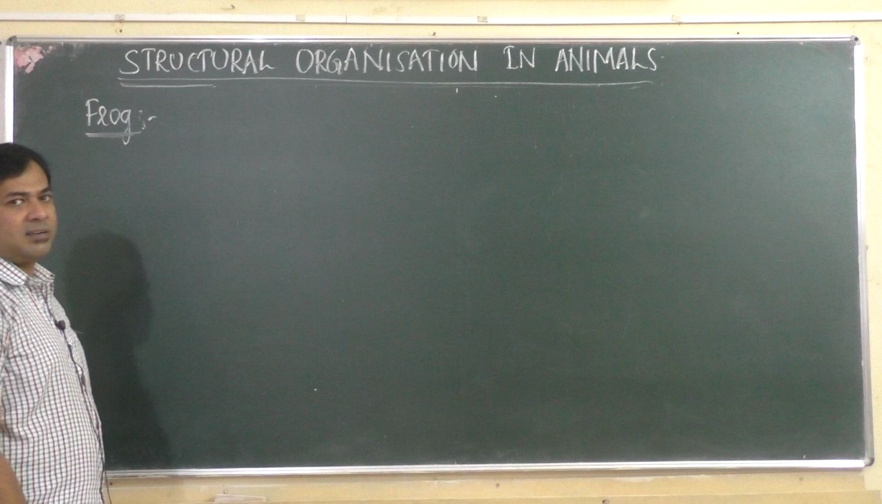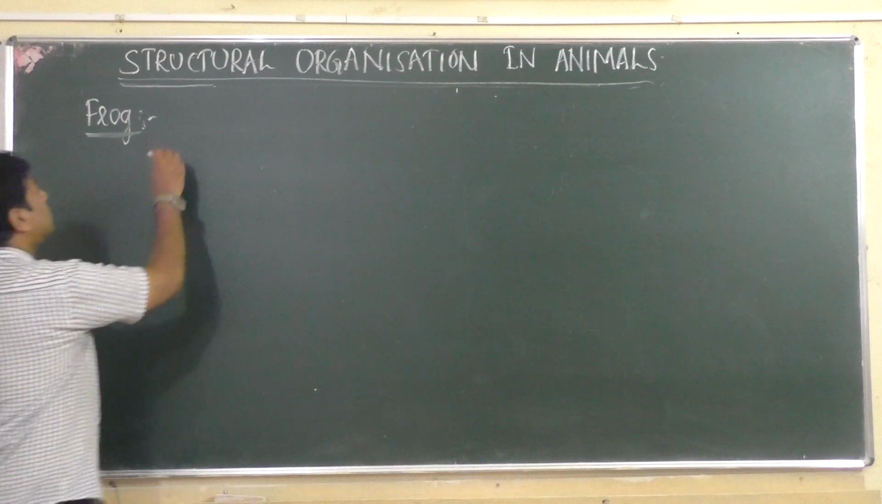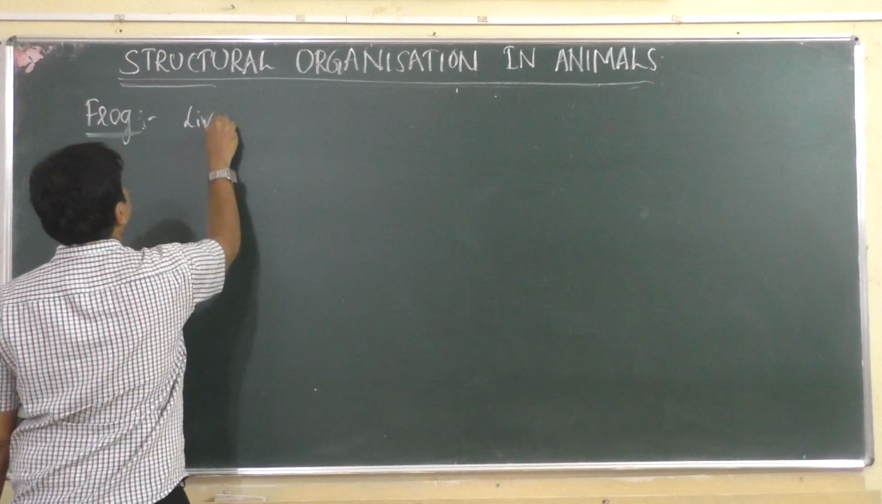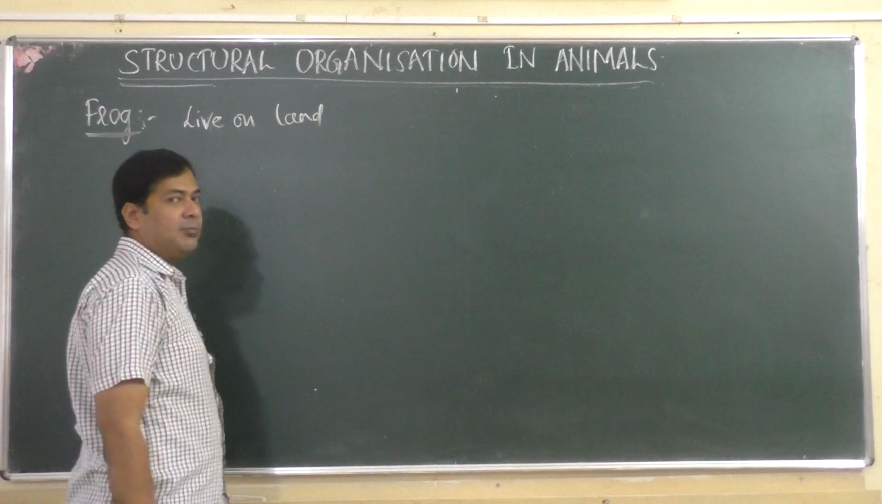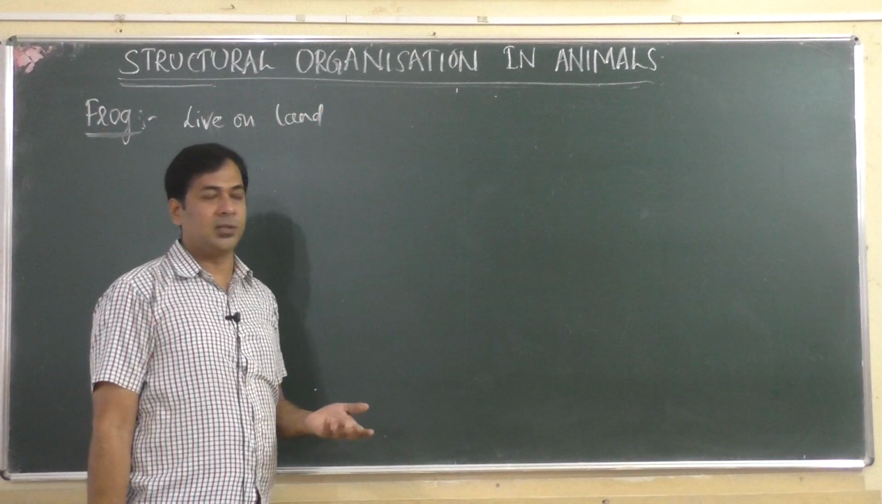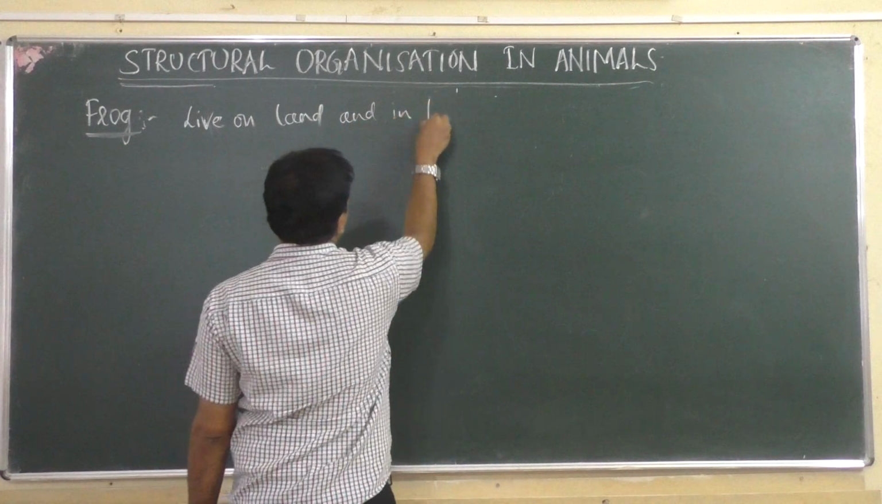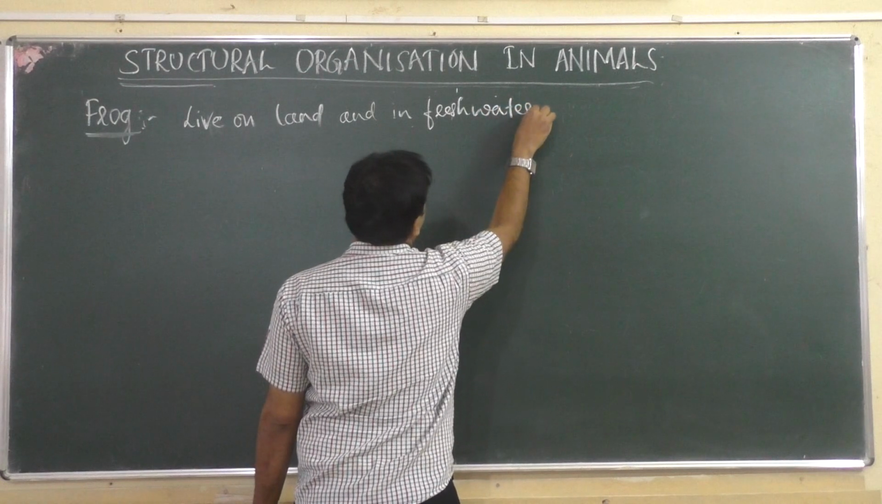So in our last class we have discussed morphology of frog. Today we will see general introduction of frog. Okay, frog can live on land and fresh water both. You know that frog can live on land also, they are terrestrial also, and in fresh water, that is lakes, ponds, rivers, all that.